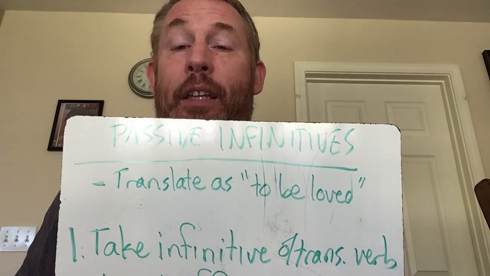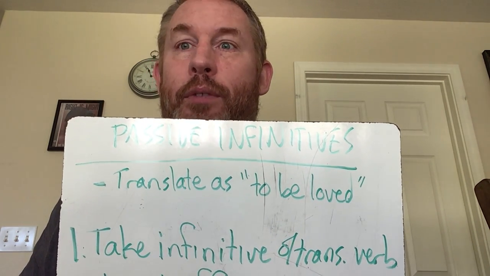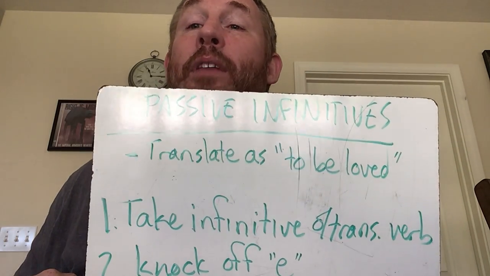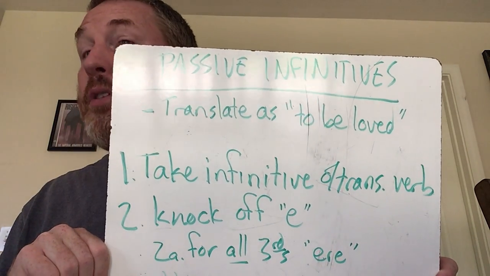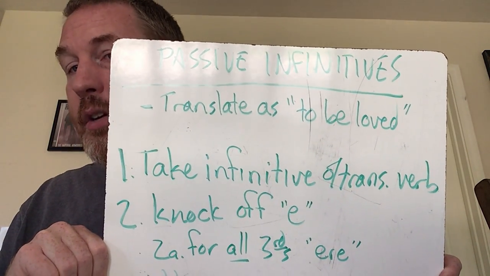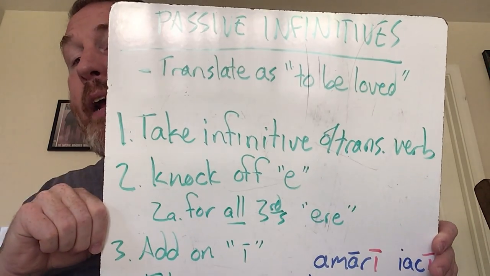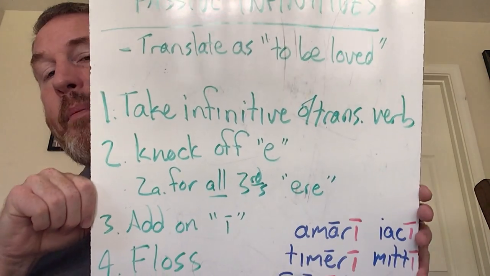Step one, take the infinitive of a transitive verb. You can't make it passive if it's not transitive. Step two, knock off the E. However, step 2A, if it's a third, any third, all thirds, even if it's an I of the third, knock off the ERE. Step 3, add on an I. Step 4, floss. Okay? So amare turns to amari.